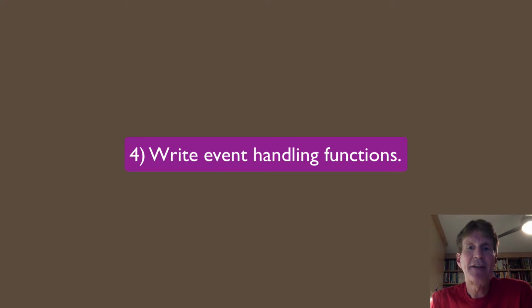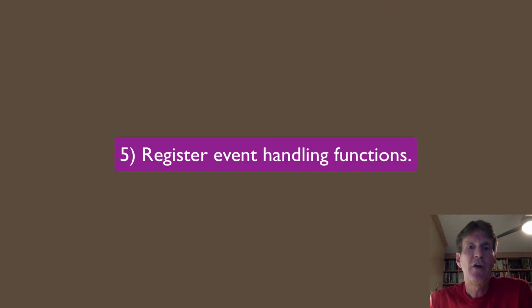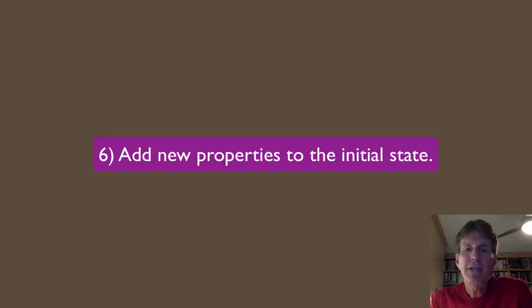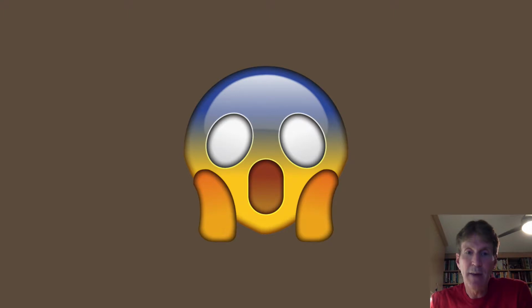Write an event handling function in each component that will dispatch the action. Register the event handling function so it will be invoked at the appropriate time. For example, this might happen when a user presses a button or changes an input. And finally, possibly add new properties to the object that defines the initial state for the application. That's a lot of steps.